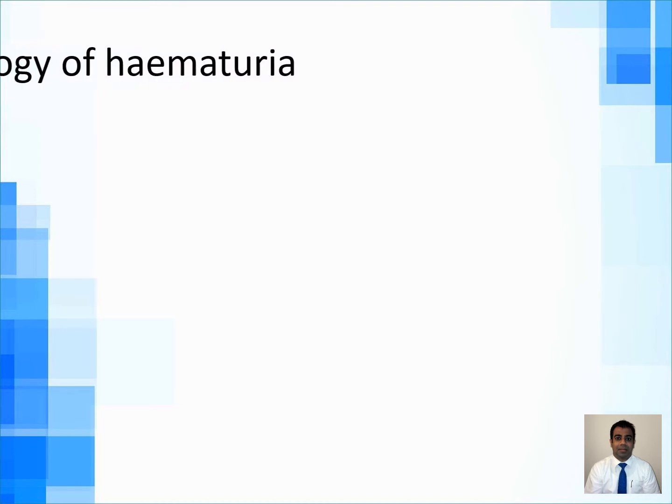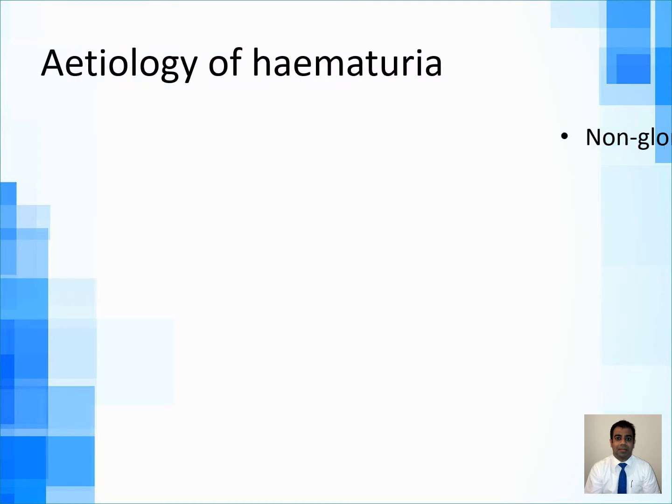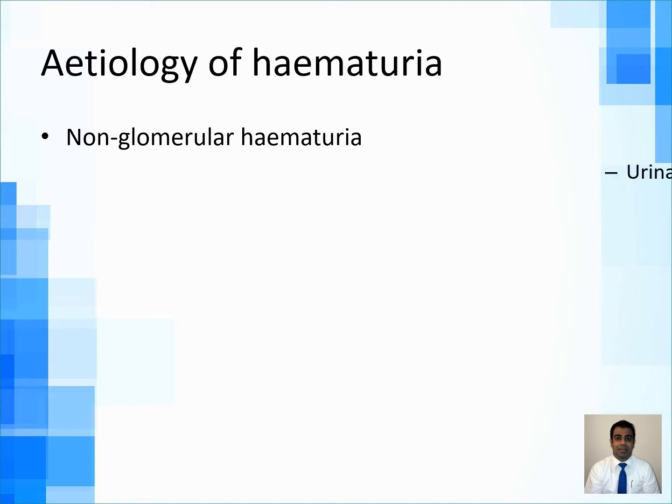So continuing with the etiology of hematuria, let's discuss non-glomerular causes of hematuria, or extraglomerular hematuria, or lower tract hematuria. These are all used for the same entity. Now, urinary tract infections are the commonest cause of non-glomerular hematuria. These patients present with fever, dysuria, increased frequency, and so on. So you need to pick these up in the history.